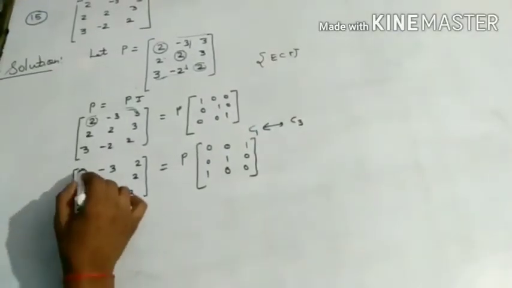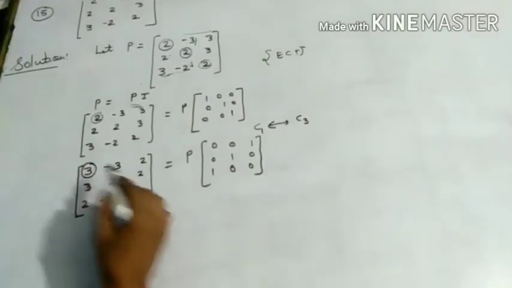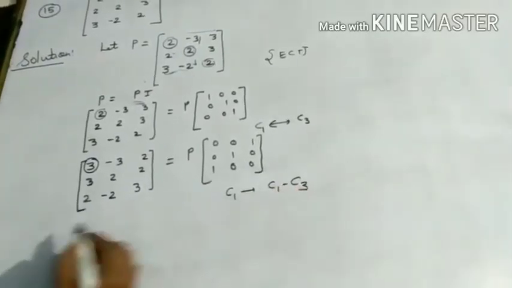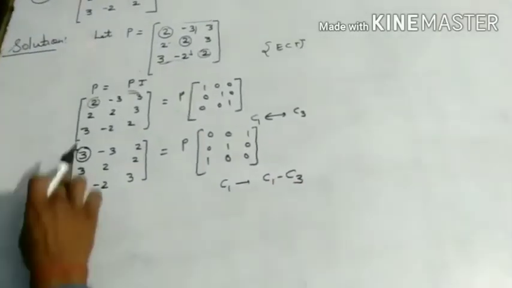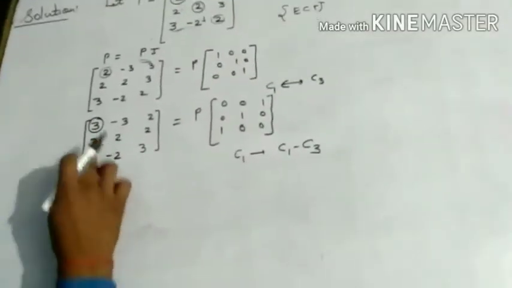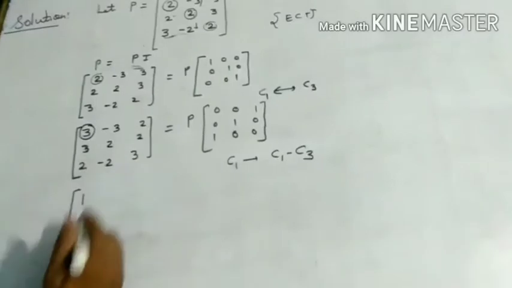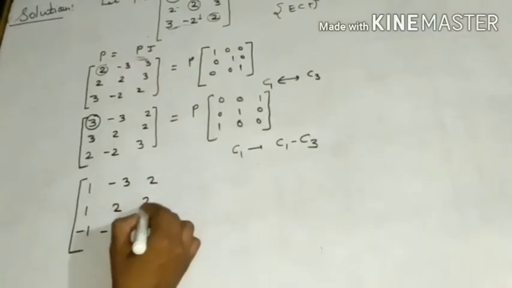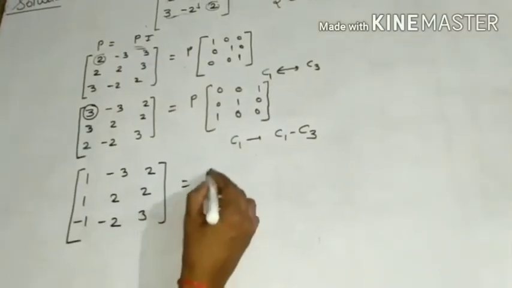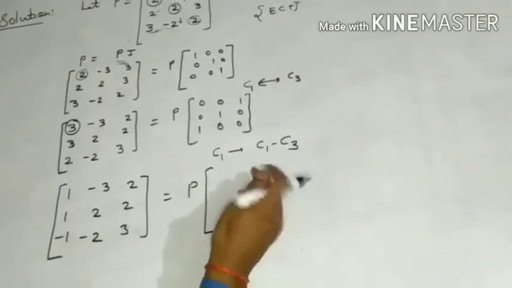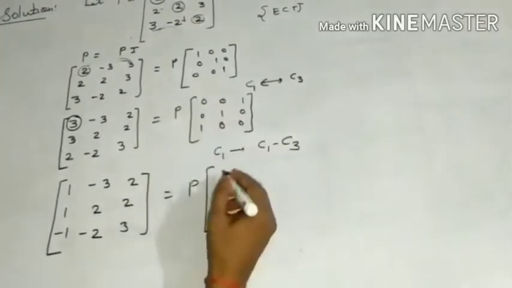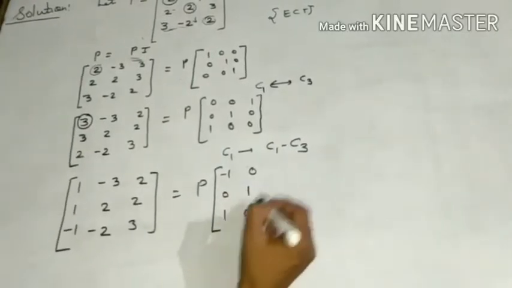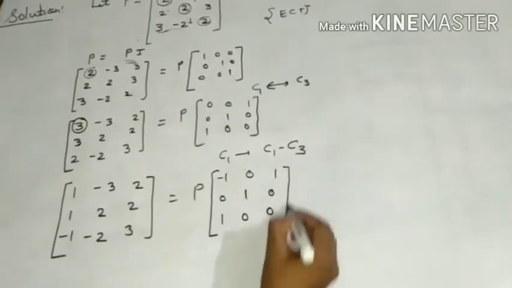Now here have to see, we want to introduce 1. So what we are doing in C1, we are doing C1 minus C3. So this becomes 3 minus 2, this is the 1, 3 minus 2, again this is the 1, 2 minus 3, this is the minus 1, here I write 3, 2, minus 2, and then 2, 2, this is the 3. Here this is the P. In this side, this is the 0 minus 1, means this is the minus 1, and here 0, this is the 1, here 0, 1, 0, 1, 0, 0.